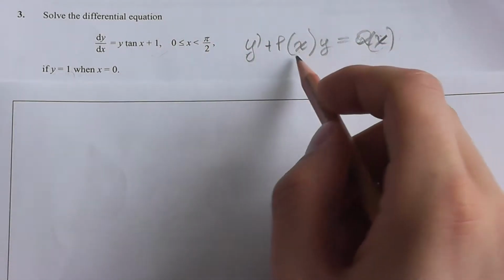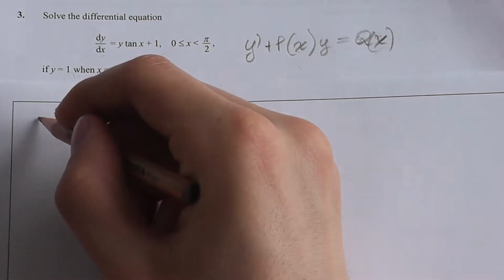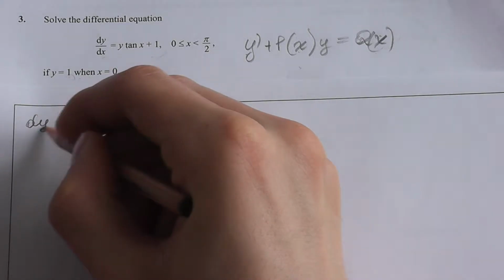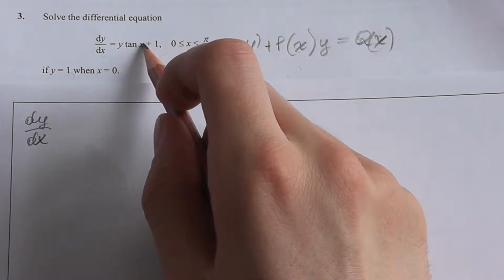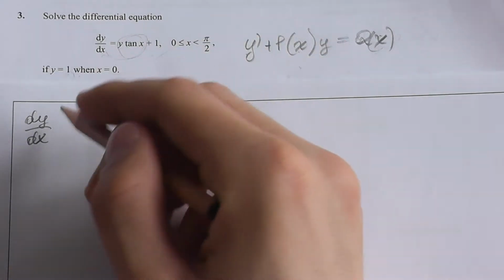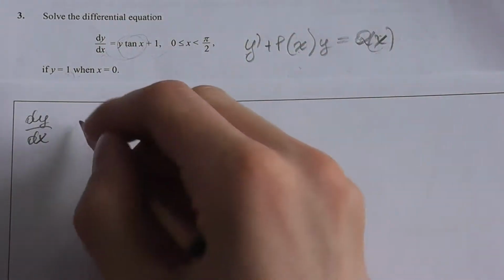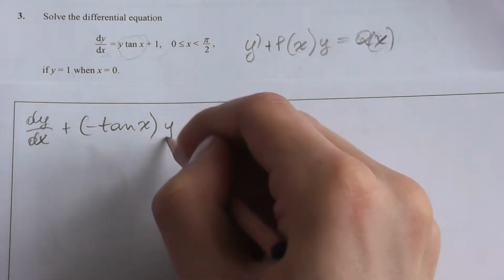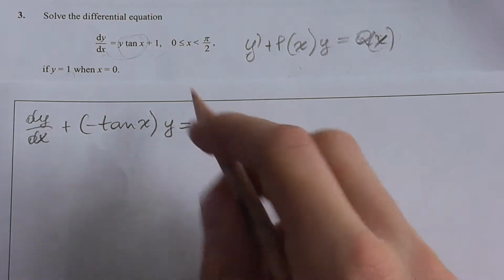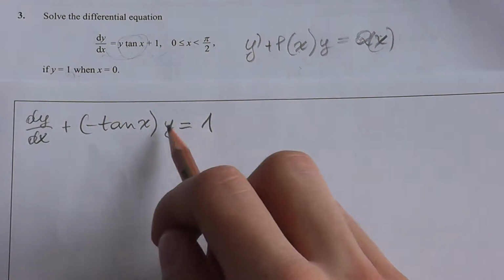So this equation in this form. We have already our y prime, that's simply dy/dx. However, we only have to put y tangent x on the left side of the equation. And actually, we have already transformed this into this form.